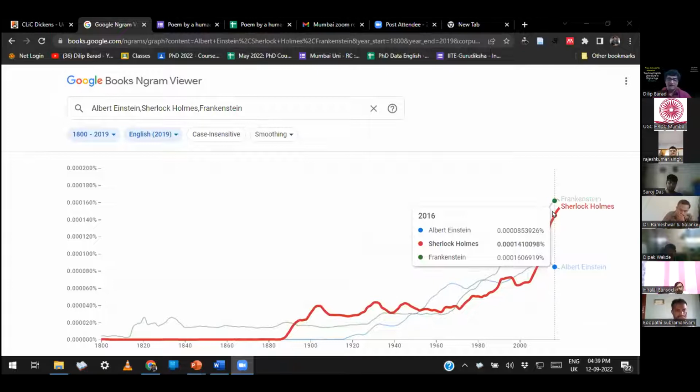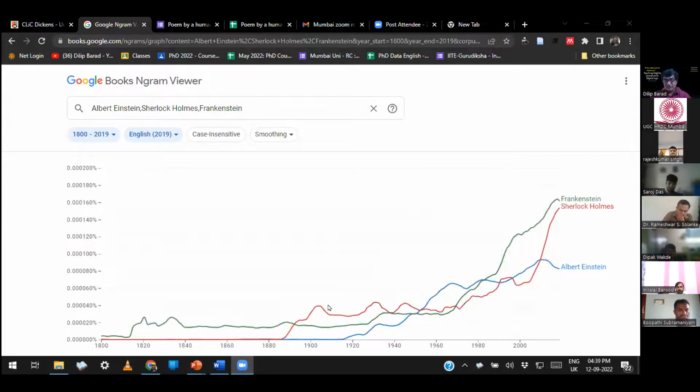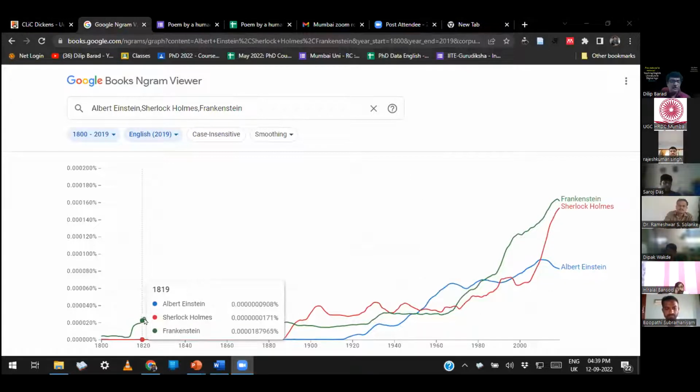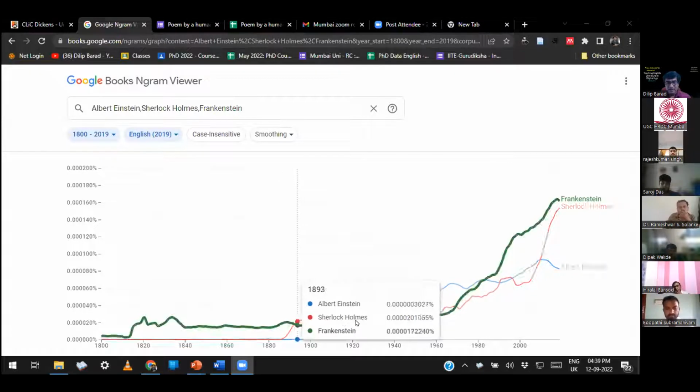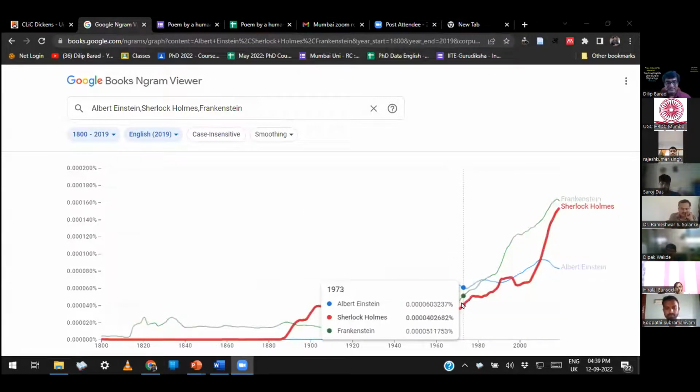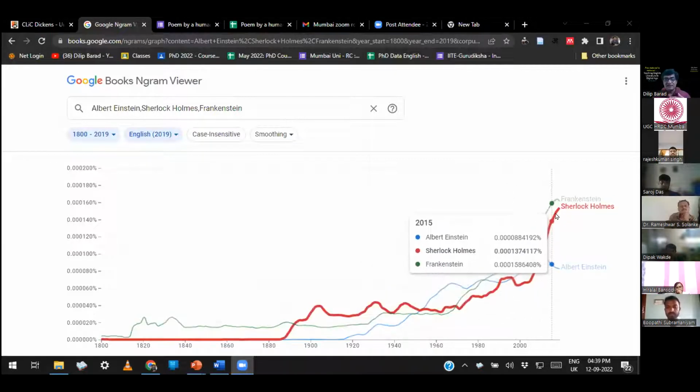That is the project that they are running. And here, if I give these words, I find that today there is much more literature on Frankenstein than on Albert Einstein or Sherlock Holmes. And you can see with Frankenstein, there were no people talking in 1820. There were very few people talking until the rise of feminism. Then in the 60s and 70s, when we see the rise in feminism, we find sudden interest in Frankenstein. And then it goes on increasing.